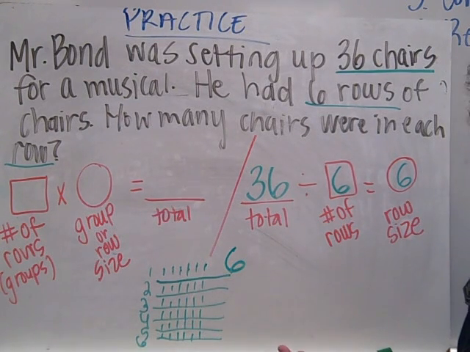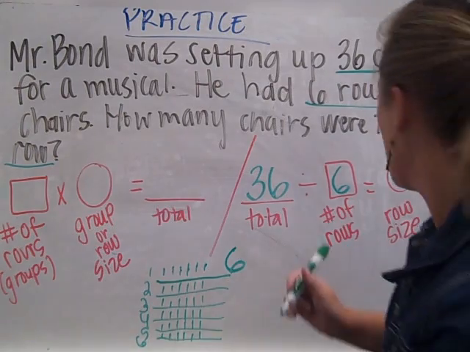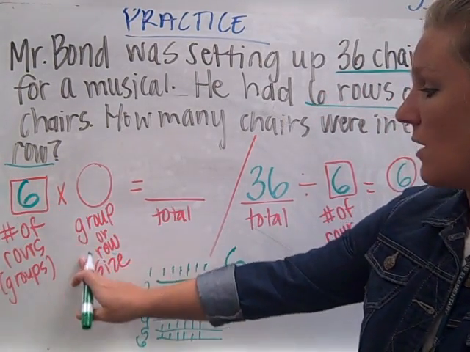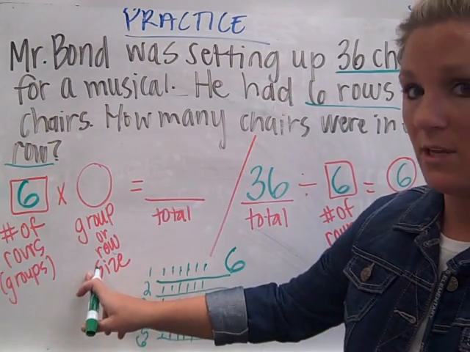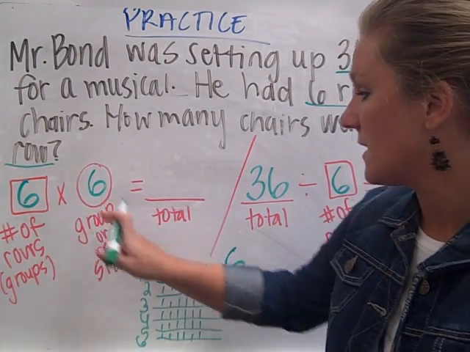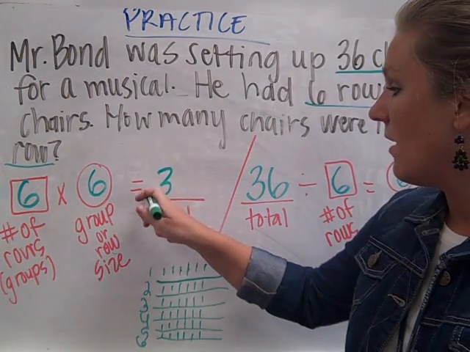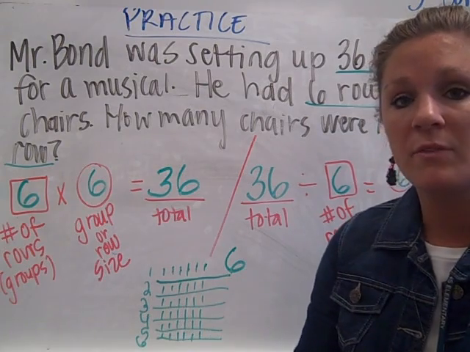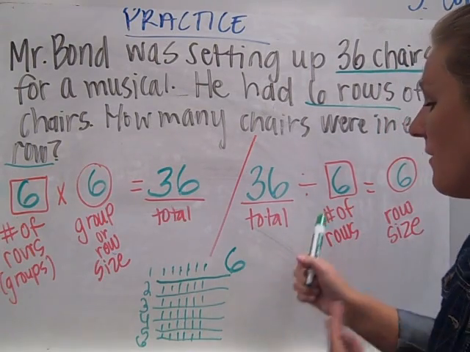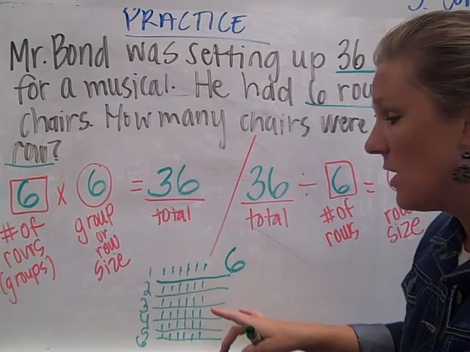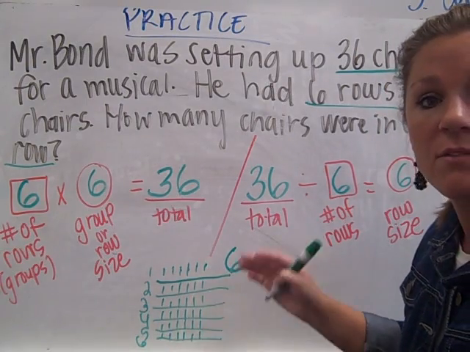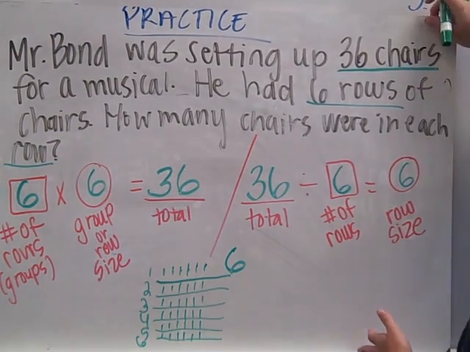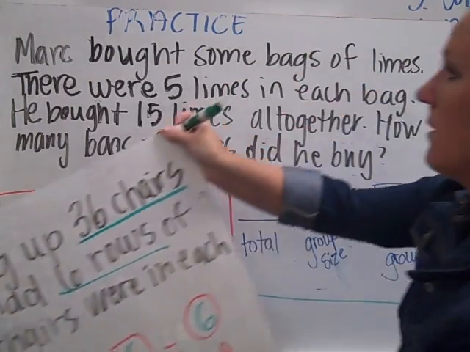Now if I want to flip it and check it with multiplication, I would just say the number of rows I have is 6 times the row or group size, how many are in each row, 6, equals the total of 36. Now this is going to become much easier once you get fluent with your multiplication facts, but for now this is teaching you how to draw a picture and figure out these answers without knowing your facts, okay? We're going to do another one.